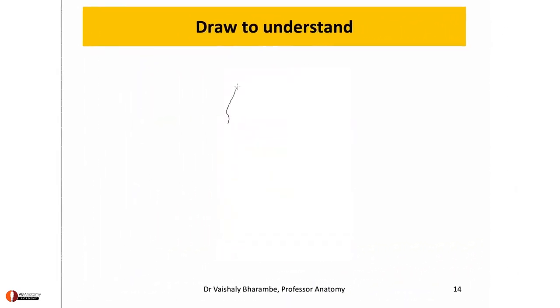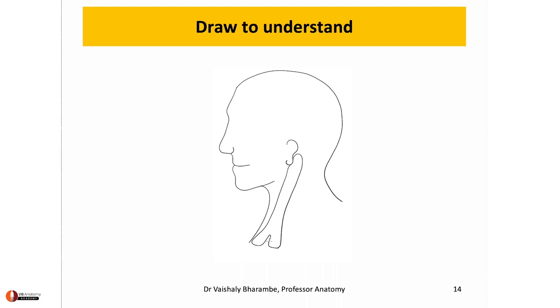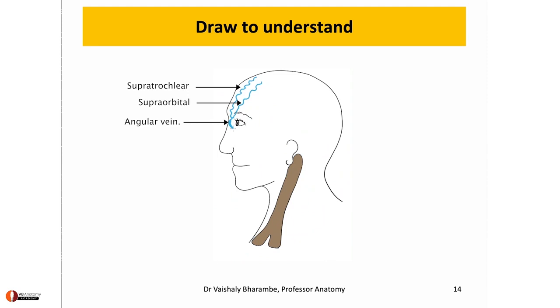So, all right, dear students, we're going to start by drawing a face. It's okay if it is not a perfect face, fine, just draw it. Okay, so here is your forehead, nose, the lips, the chin. Here is your scalp, okay, and that's your neck. Understand that coming from above is your supratrochlear vein, meeting with the supraorbital vein to form the angular vein. The angular vein now begins to descend backwards across the face as the facial vein.